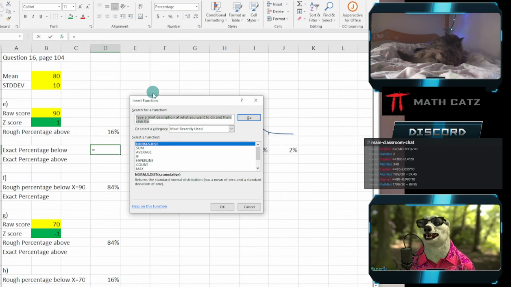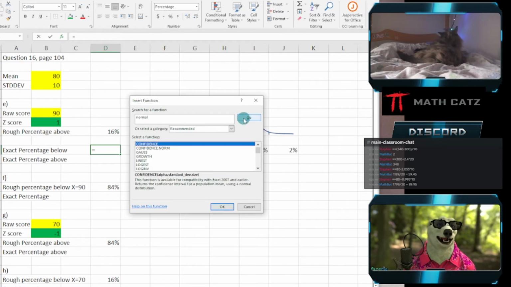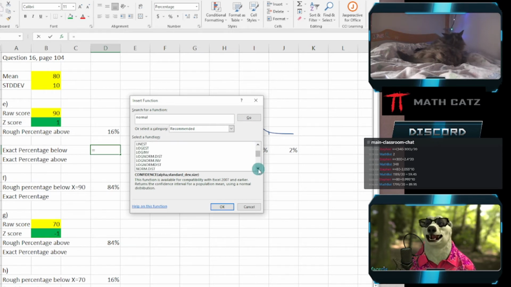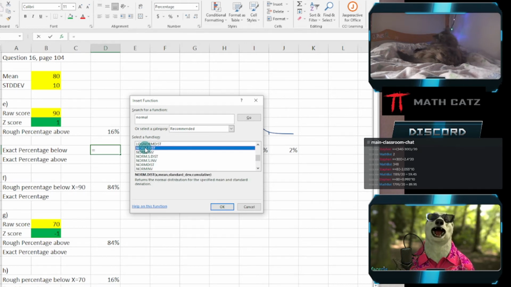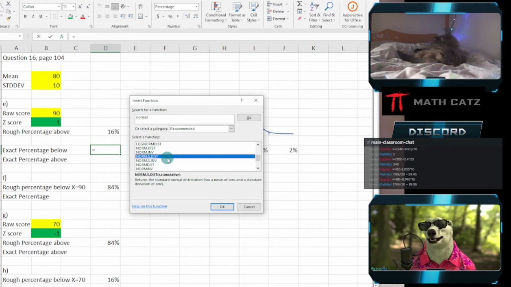We can click on the insert function button there, and search for normal. It's a normal distribution, and a whole bunch of things come up. I'm looking for the NORM.S.DIST and the NORM.S.INV, depending on which way I want to go. There is the normal distribution as well, where you can put in the mean and standard deviation. But to match it with what the book table does and what we do with that table, I'll use the standard normal distribution. So let's read the description to figure out which one is appropriate for us.